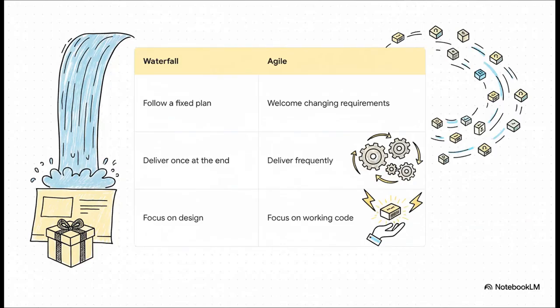Just look at the difference here. It's night and day. Waterfall is all about follow the plan no matter what, and you get one big delivery at the very, very end. Agile, on the other hand, says change is good, let's welcome it. The whole point is to deliver working software all the time in little bite-sized pieces. It's a huge mental shift.